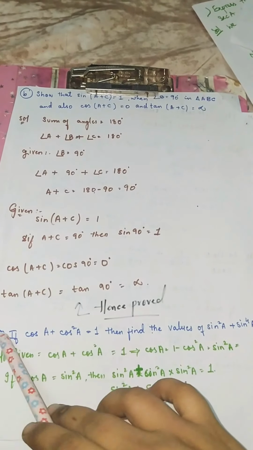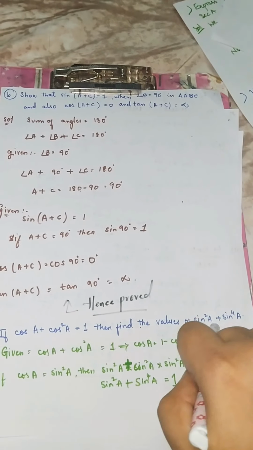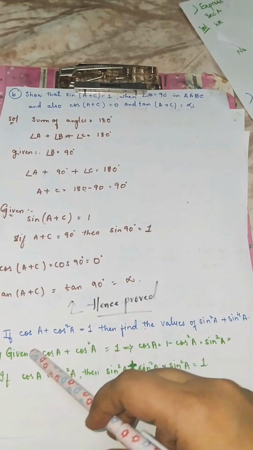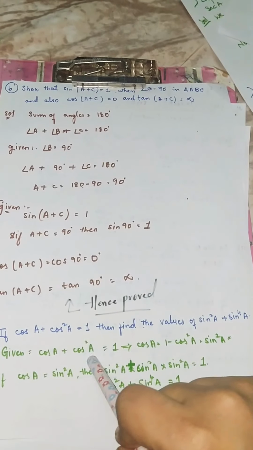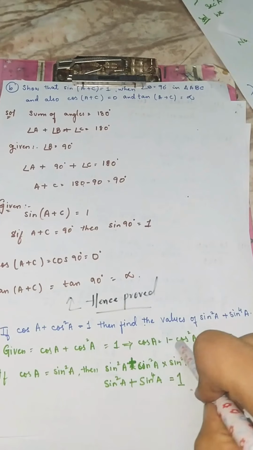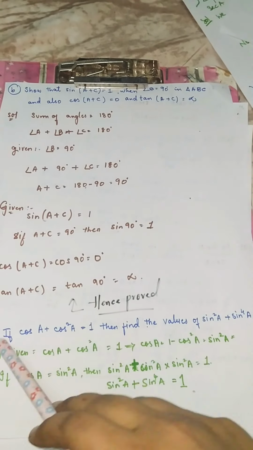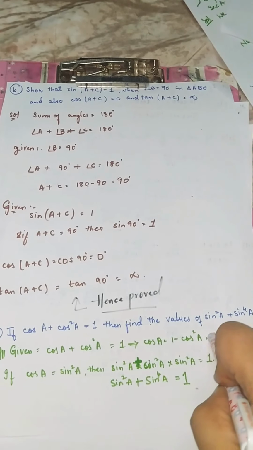Now the 18th sum: if cos A plus cos square A is equal to 1, then find the value of sin square A plus sin 4A. Given cos A plus cos square A is equal to 1. Then cos A is equal to 1 minus cos square A. What is 1 minus cos square A? It is sin square A. So cos A is sin square A.